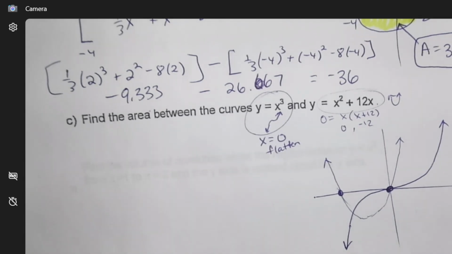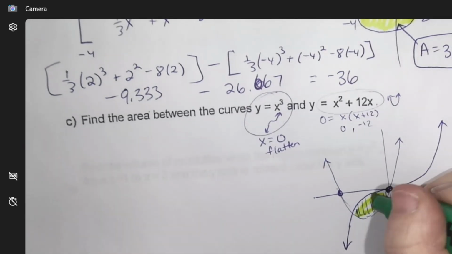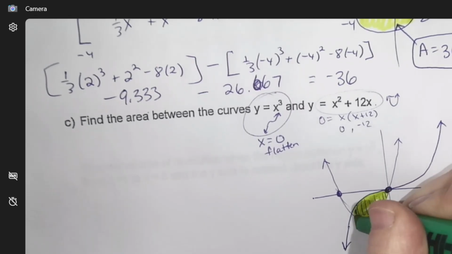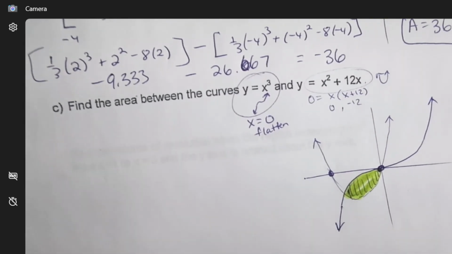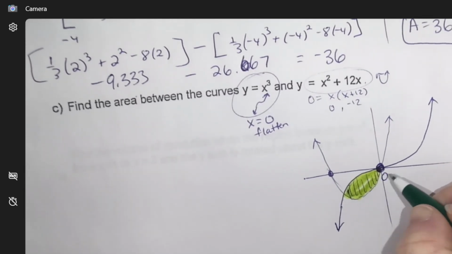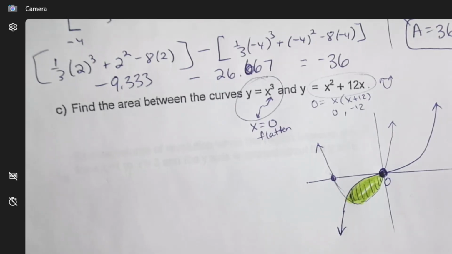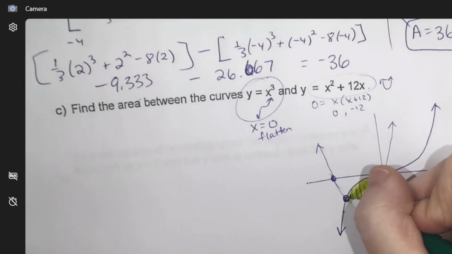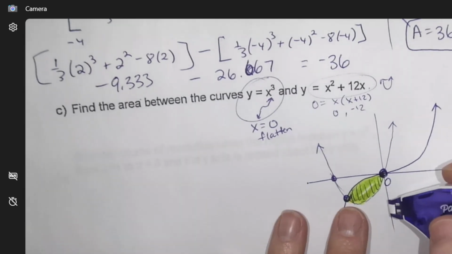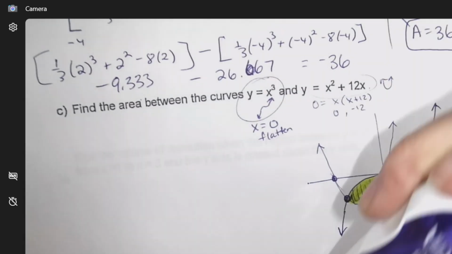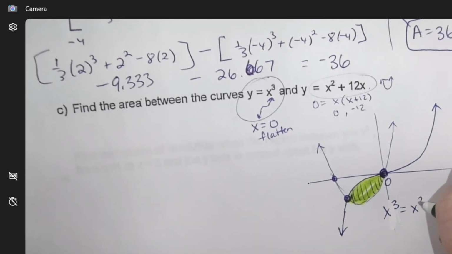Okay, find the area between the two curves. So this is what I'm wanting you to draw, shaded, to say, okay, that's what I'm trying to find. Okay, so this is the x value of 0. They are crisscrossing each other, so that's important. And I actually need to figure this out right here. So now I'm going to set them equal and then solve. So where does this equation equal this equation?